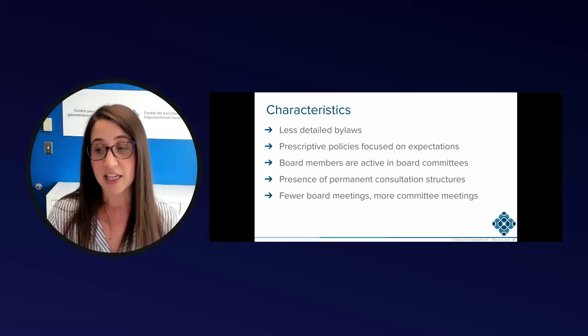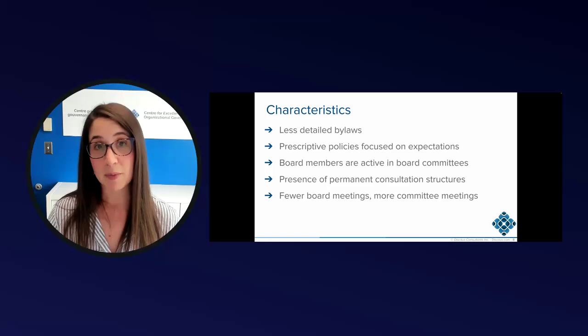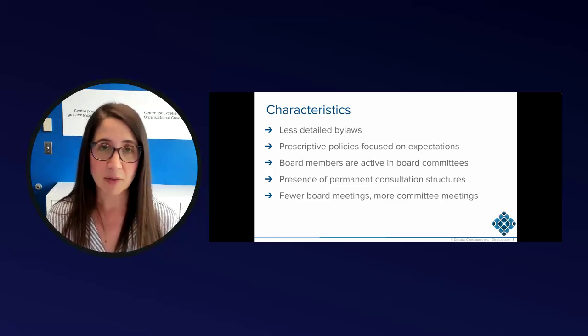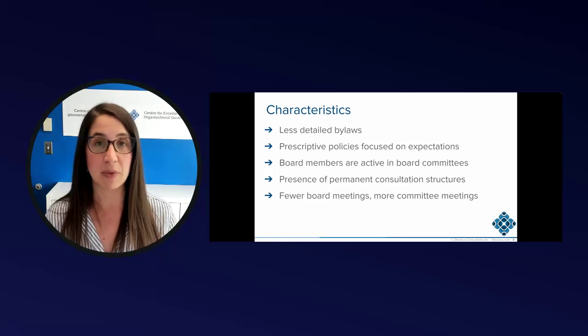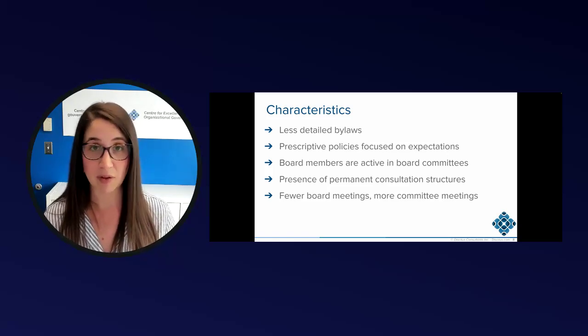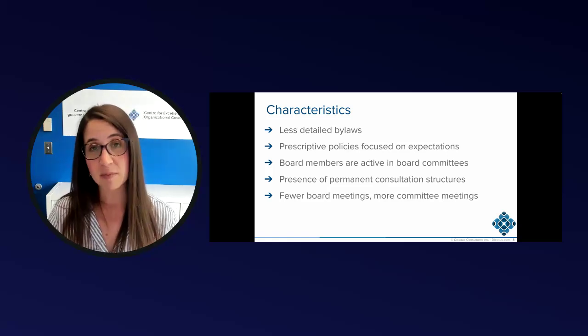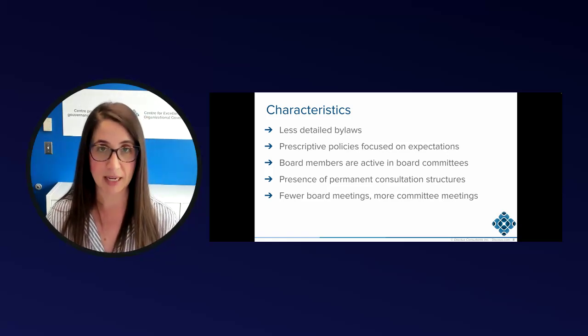These types of organizations will usually have fewer board meetings and more committee meetings. The model we see most often is alternating meetings. So every other month there's a board meeting, and the months where the board doesn't meet are reserved for committee meetings.